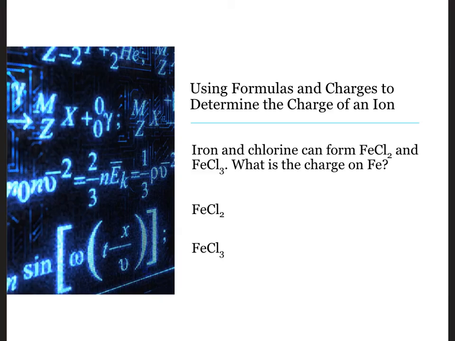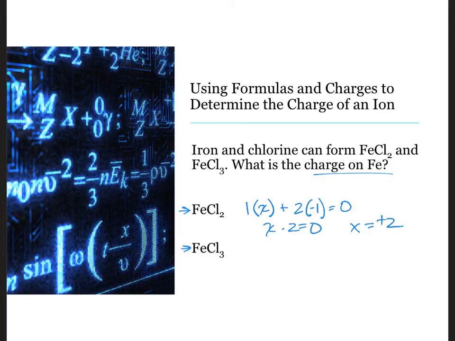Given a formula, we can apply a simple bit of algebra to determine the charge on an ion. For example, iron forms 2 compounds, FeCl2 and FeCl3. What is the charge on iron in each compound? For FeCl2, we can write this as 1 iron atom times an unknown charge of X plus 2 chlorine atoms times a charge of -1 each. We know the compound must be electrically neutral, so we set this equal to 0. Solving for X, we see iron has a charge of +2.